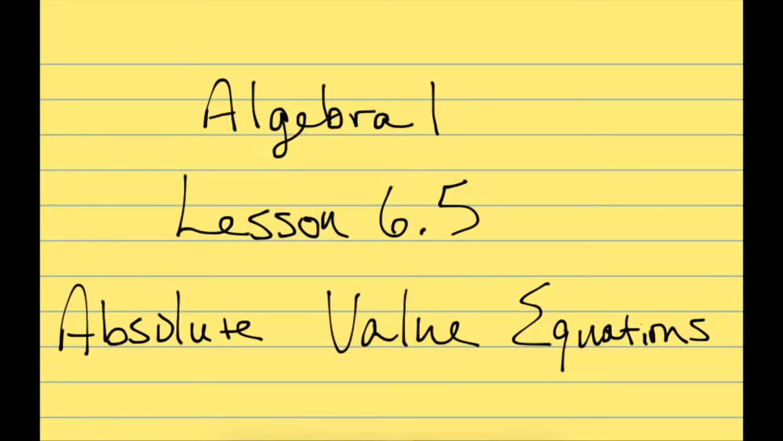Today we're going to be looking at absolute value. And in order to solve absolute value equations, we need to understand what absolute value means. The absolute value of a number defines its distance from zero. So for instance, how many spaces away from zero is 4? 4 units. So the absolute value of 4 is 4.